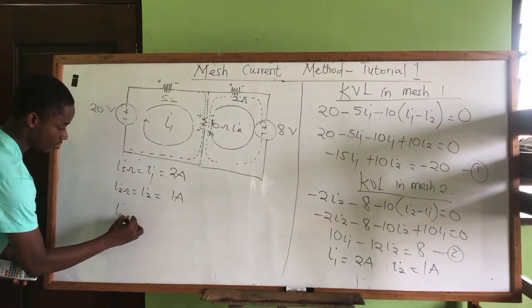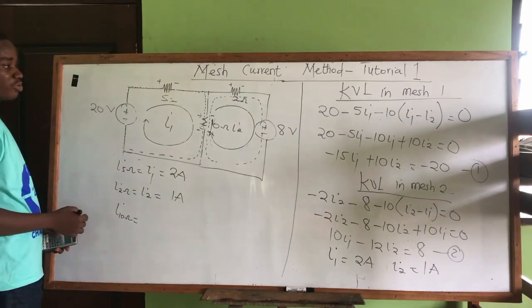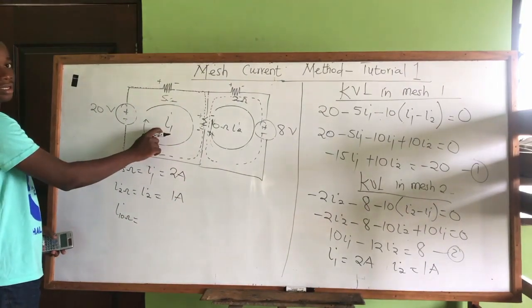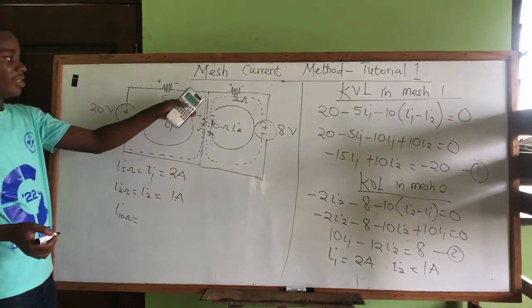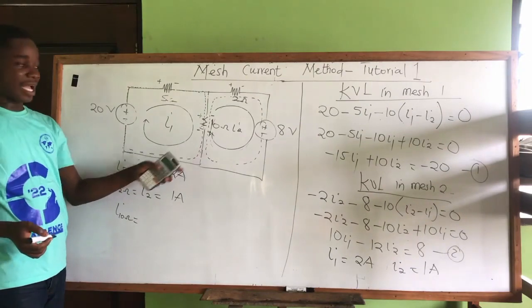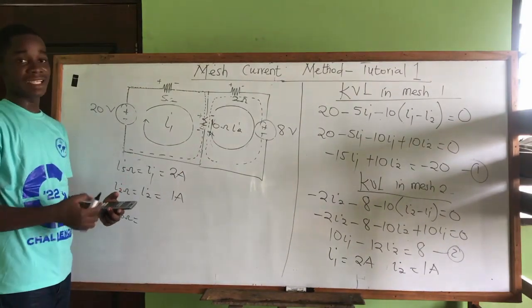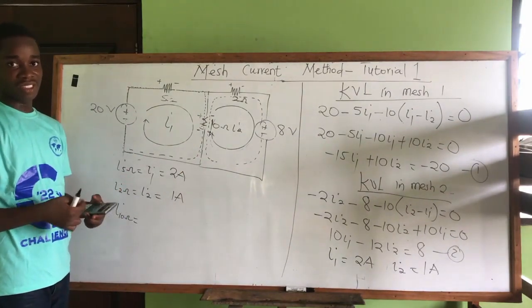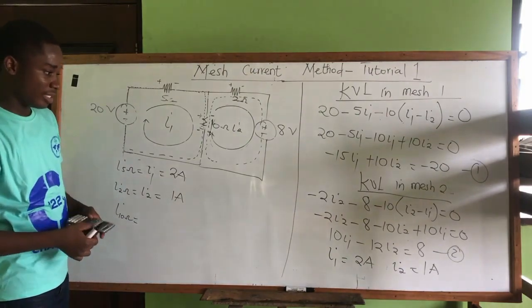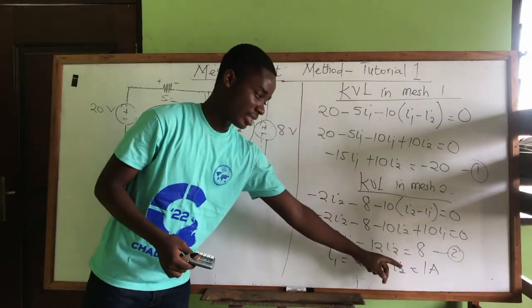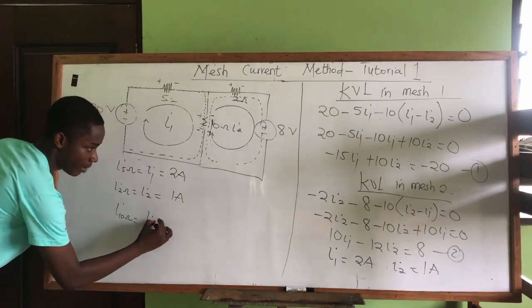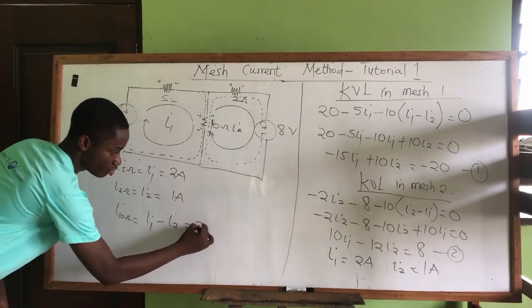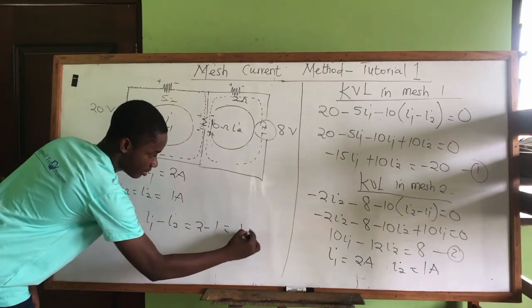Current in 10 ohms is the difference between I1 and I2. Since no current direction was given on the 10, we can just find the difference and get the positive number. So check which one is bigger. You see that I1 is bigger than I2. So we can say current in the 10 is I1 minus I2, which is 2 minus 1, giving us 1 ampere.